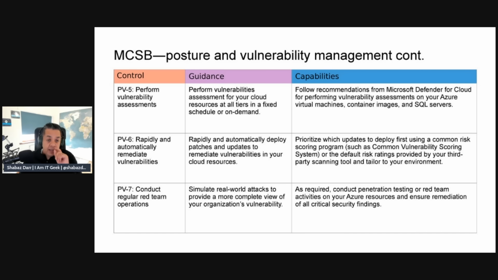From an Azure guidance perspective, you can prioritize which updates to deploy first using a common risk scoring program, such as the Common Vulnerability Scoring System, or the default risk ratings provided by your third-party scanning tool, and tailor that to your environment. You should also consider which applications present a high security risk and which ones require high uptime. You can use Azure Automation Update Management or a third-party solution to ensure that the most recent security updates are installed on Windows and Linux VMs.